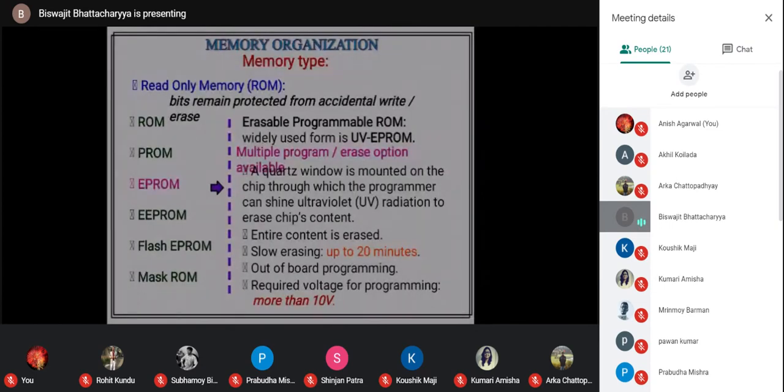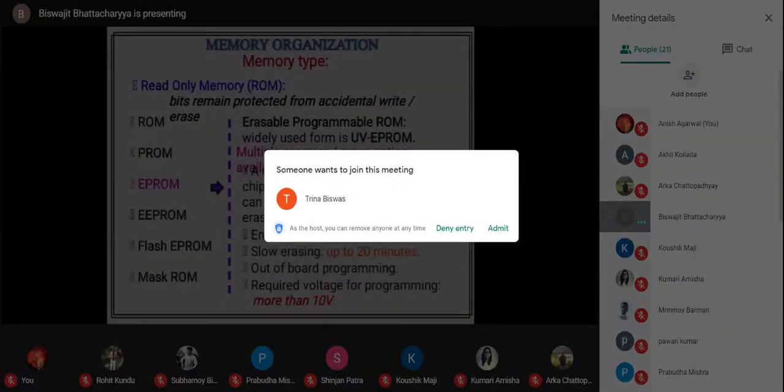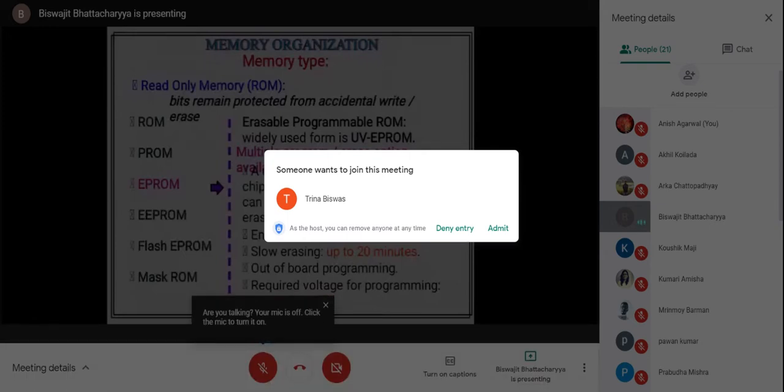The required voltage for programming is a few tens of volts, maybe 20 to 30 volts, and sometimes 50 volts is also required. That much voltage is required to generate the ultraviolet ray for erasing all the bits. So you can understand that this is not a comfortable method of erasing the content. Other methods must be required for erasing and rewriting a program.